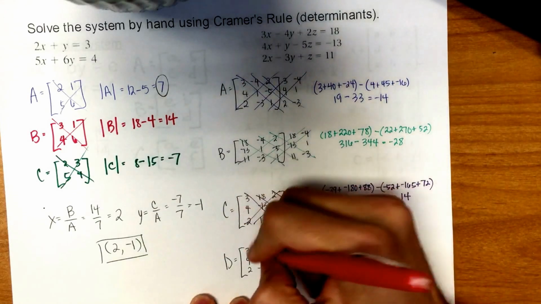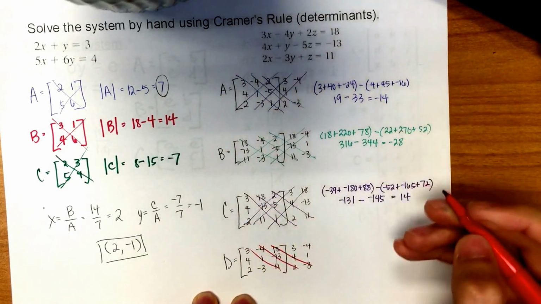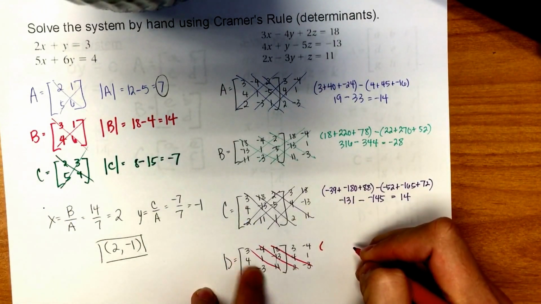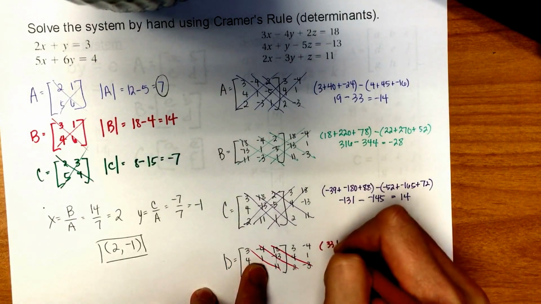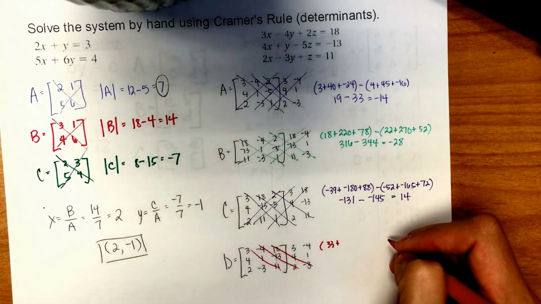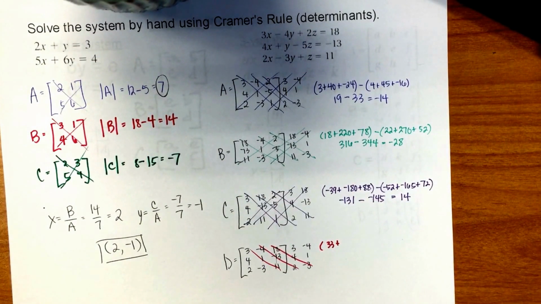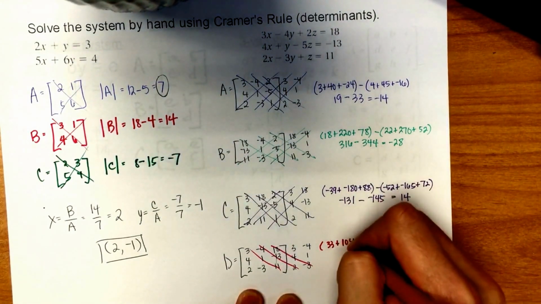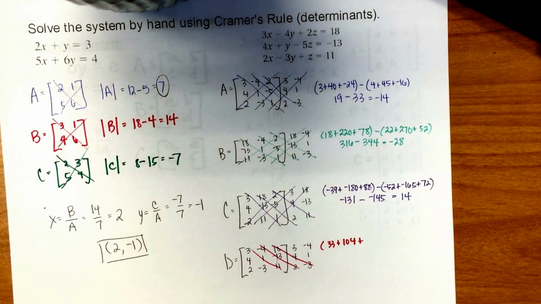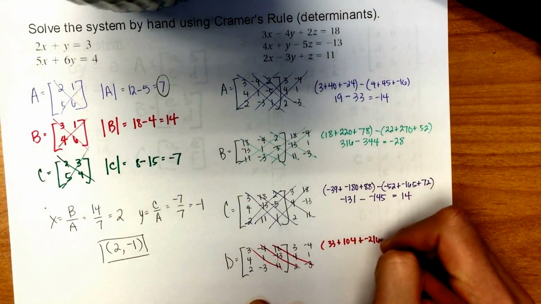First thing, diagonals. Diagonal, diagonal, diagonal. First one, 3, 1, and 11, 33. Second one, 4, 13, and 2, I'm going to get 104. Last one, 18, 4, and negative 3, negative 2, 16.